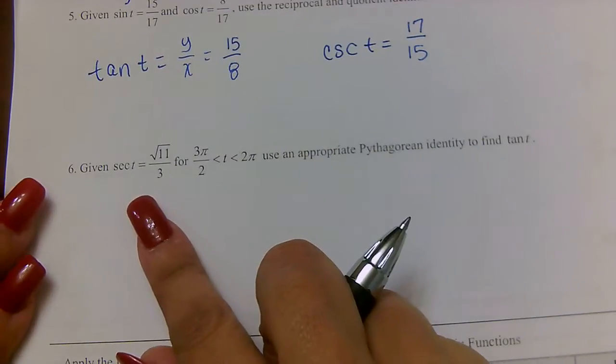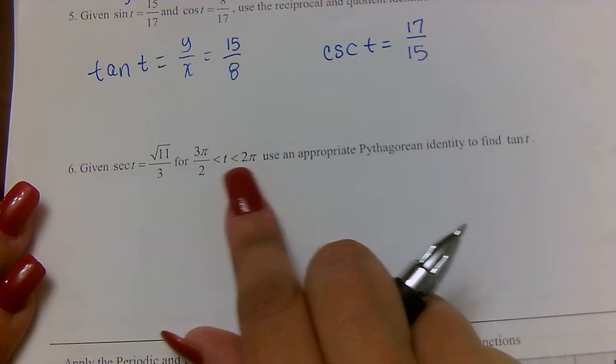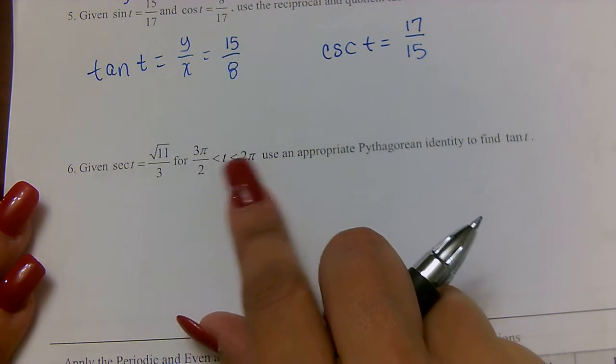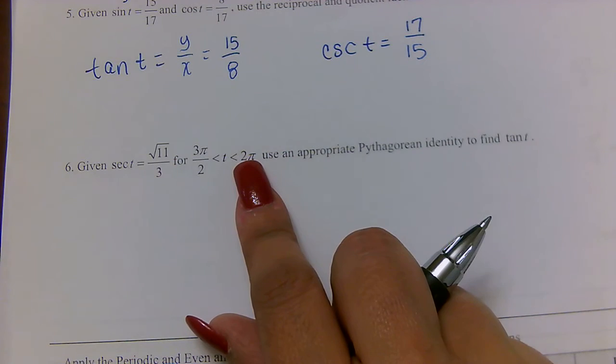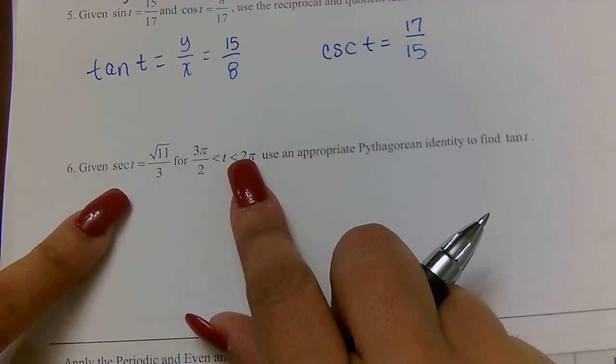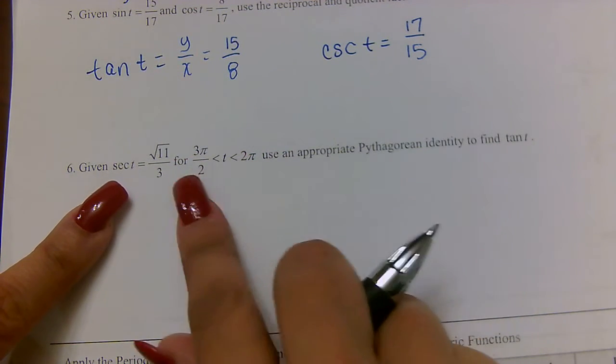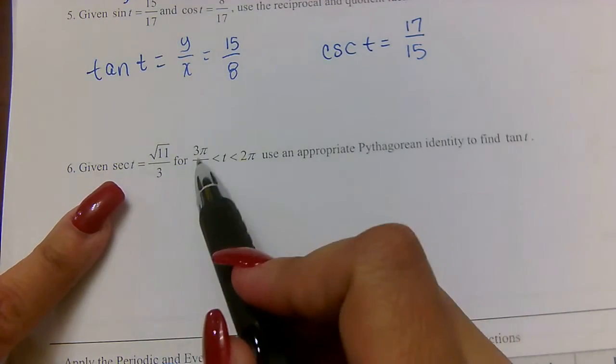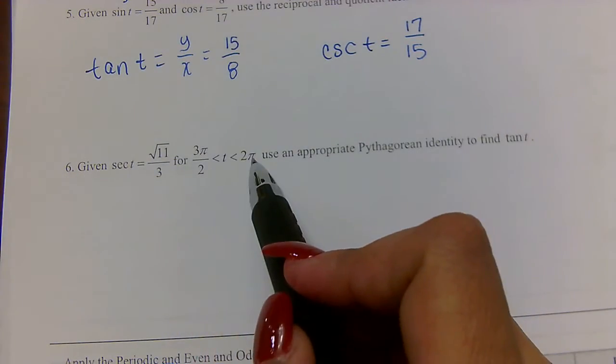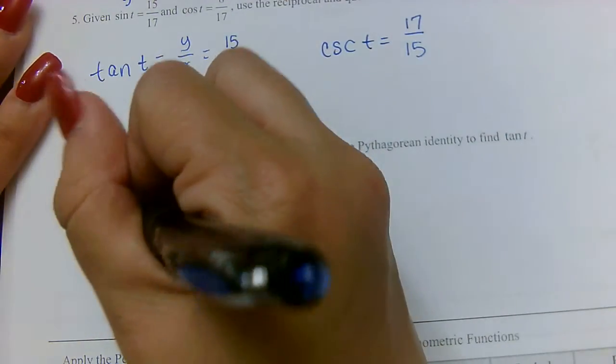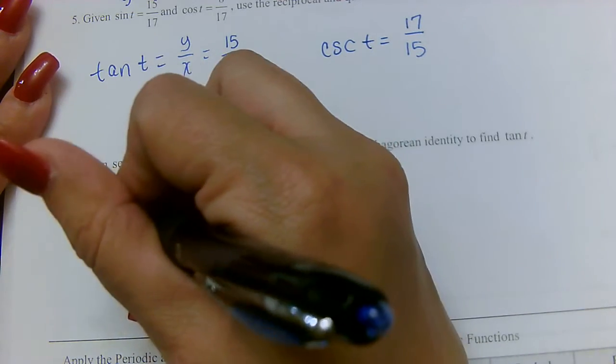All right, go ahead and let's try this one. We have secant. Now it's telling us some specific information. It's actually giving us a quadrant we have to look through. So it says, given the secant for this. Well, which quadrant are we in? If we're between 3 pi over 2 and 2 pi, that means we're going to be in quadrant 4.